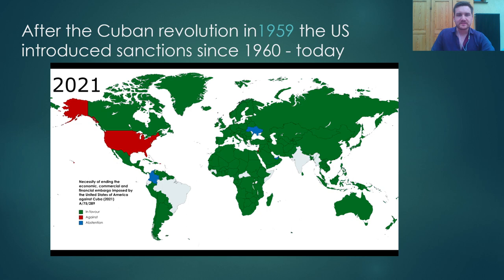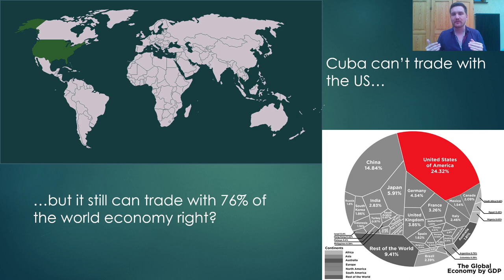The thing is that the embargo means that Cuba can't trade with the United States, right? It can't export or import goods to the United States. But I mean, the United States only makes up 24% of the global economy, right? So it's not that big of a deal, is it? I mean, you can still trade with 3/4 of the globe. So what's the big fuss all about? I mean, it's not life-threatening, so to say. It's bad, but it shouldn't be that bad, should it?